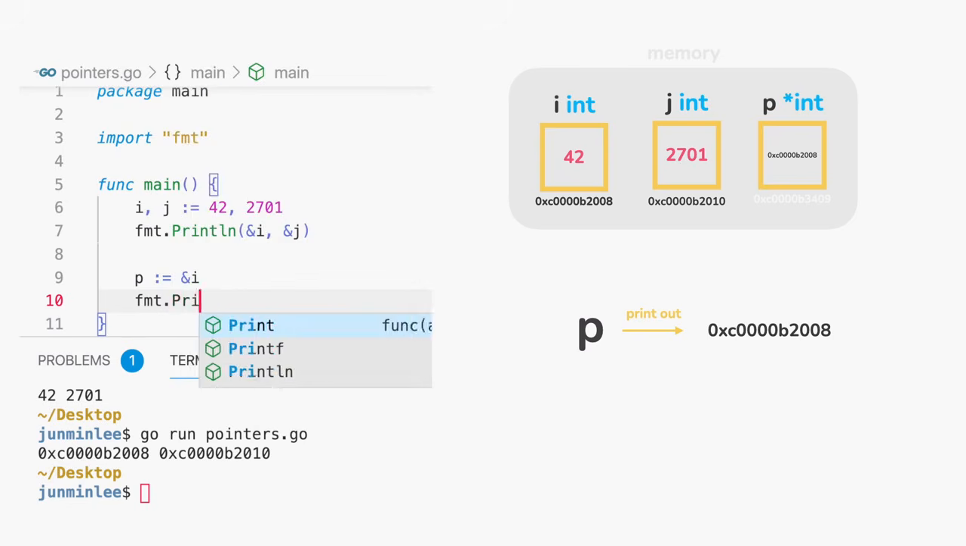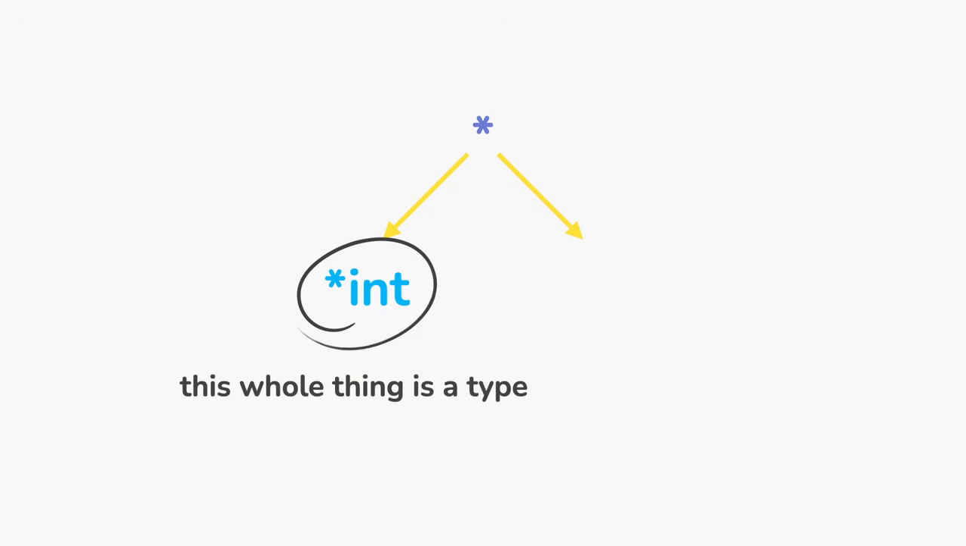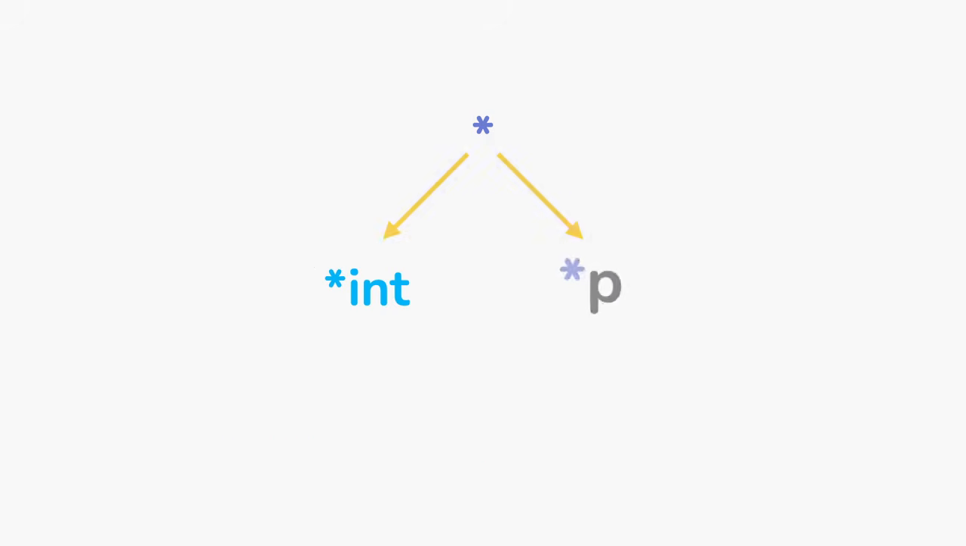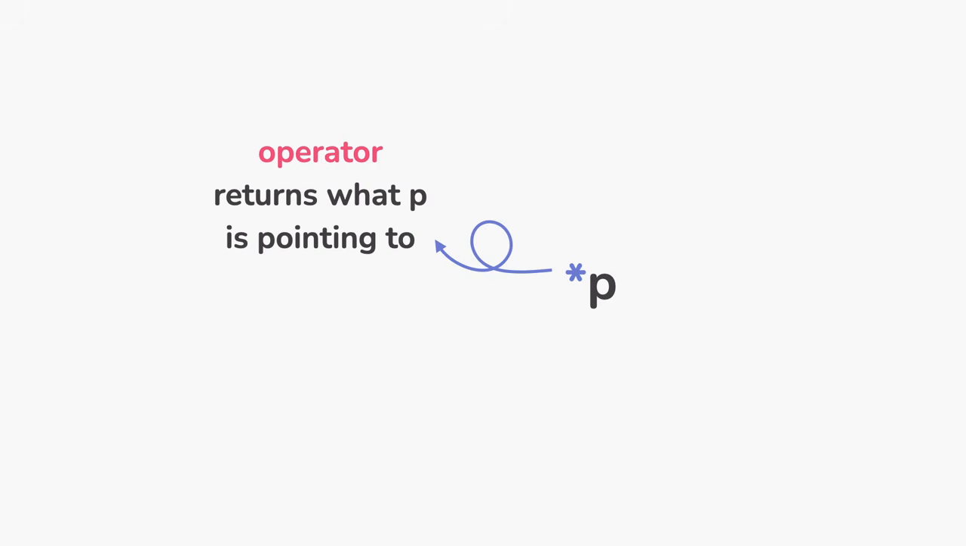But what if we print this out? *p. The star can be a little confusing because it's used in two ways. If it's in front of a type name like this, then the whole thing, including the star, represents a type. It is a pointer type, and we say that int is the base. If the star is in front of a variable which is a pointer type, the star acts as an operator and returns the value that the pointer is pointing to.